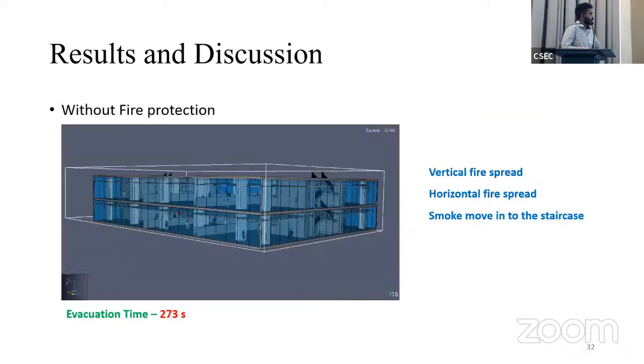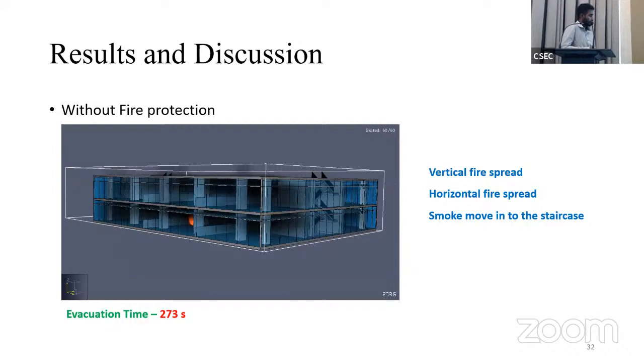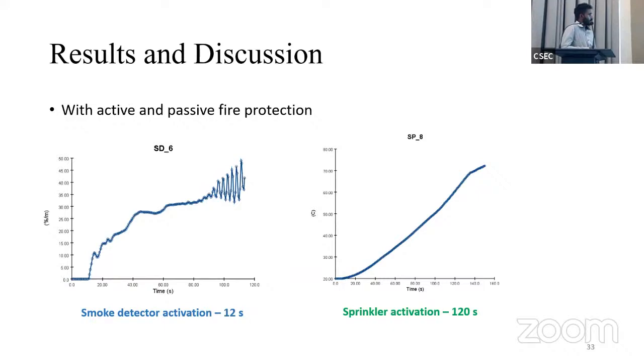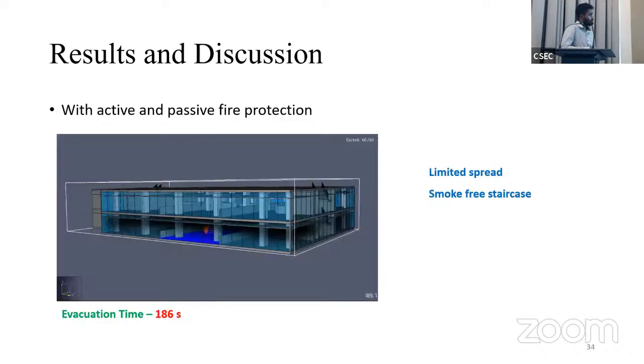So you can see this is a model we developed considering no fire protection, without any active and passive fire protection. You can see the smoke spread before the evacuation. Then, based on the fire models, we can identify the time to activate smoke sensors and sprinklers. Then we can include these data in the evacuation model and reanalyze the evacuation time like this.